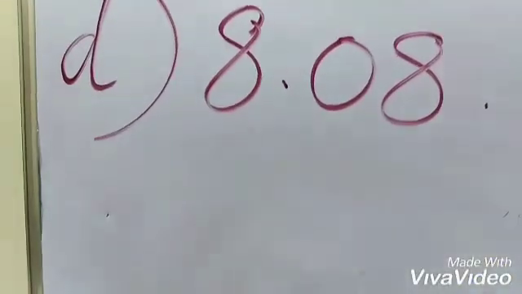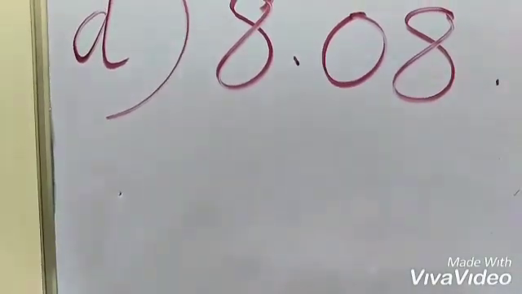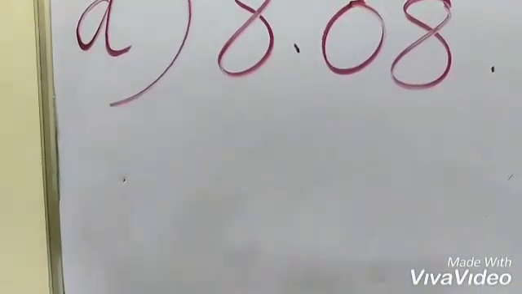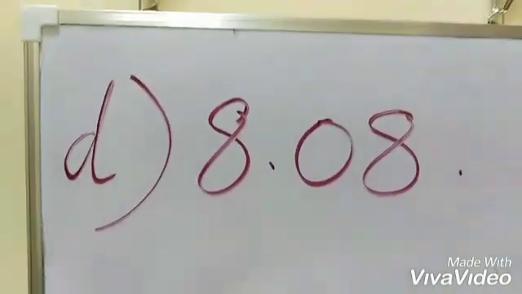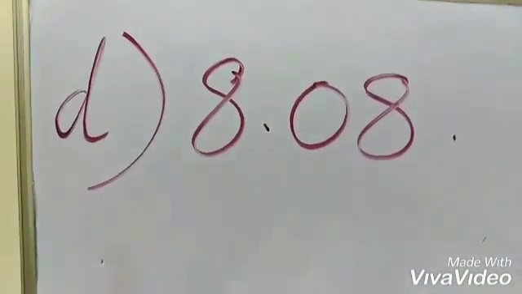Letter D is the same as the previous letters. 8 in the unit place, nothing in the 10th place, and 8 in the 100th place. So we write it as 8.08.